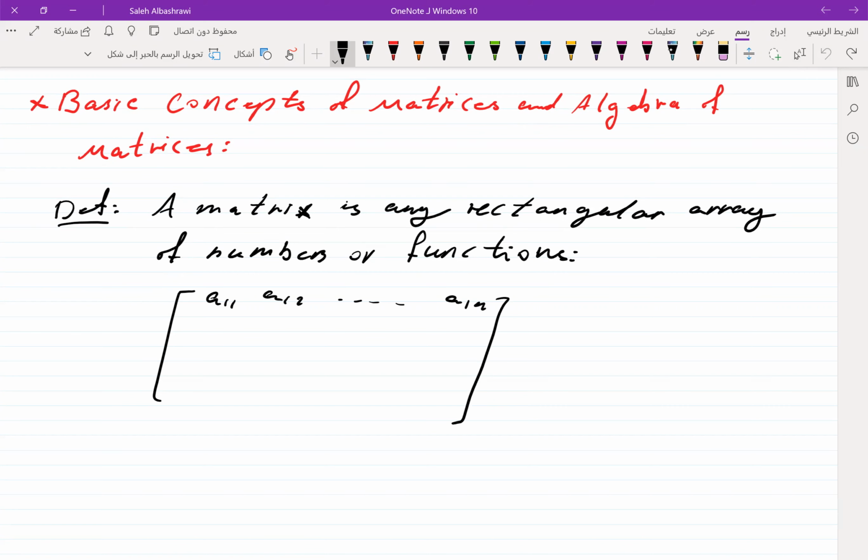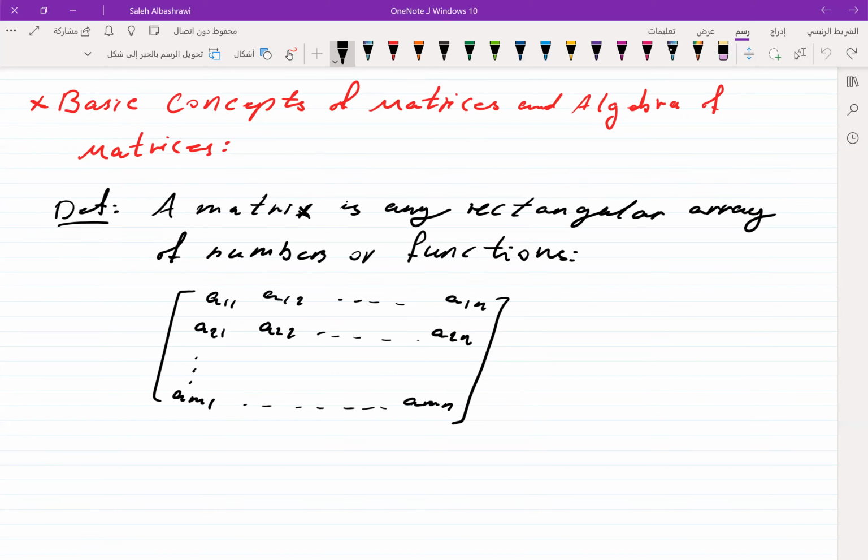And A11 means the first element, in the first row and first column. A12, the second element of the matrix, is the element in the first row and second column. A21, the second row, A22, up to A2n, and so on down to Am1, up to Amn.